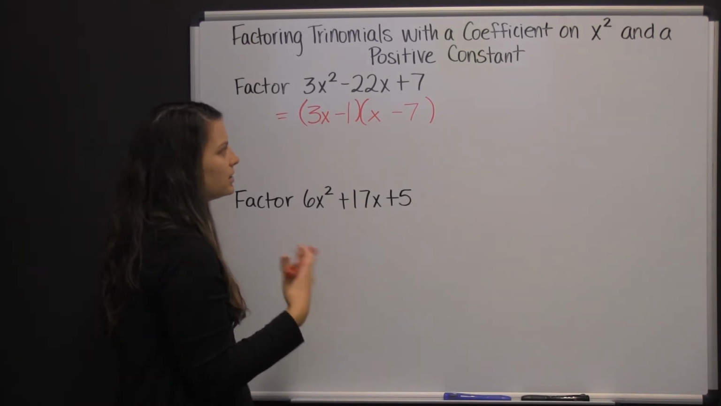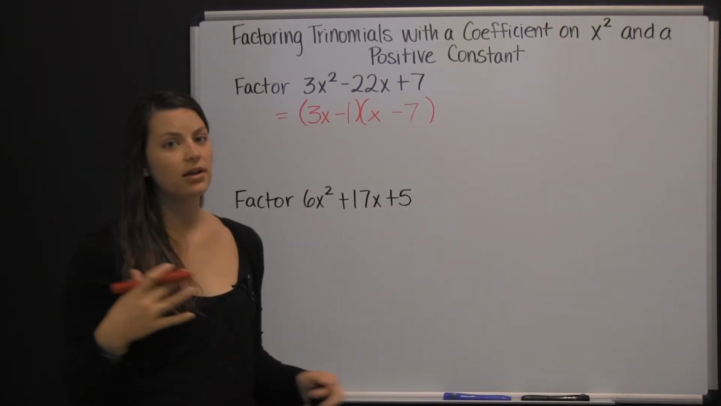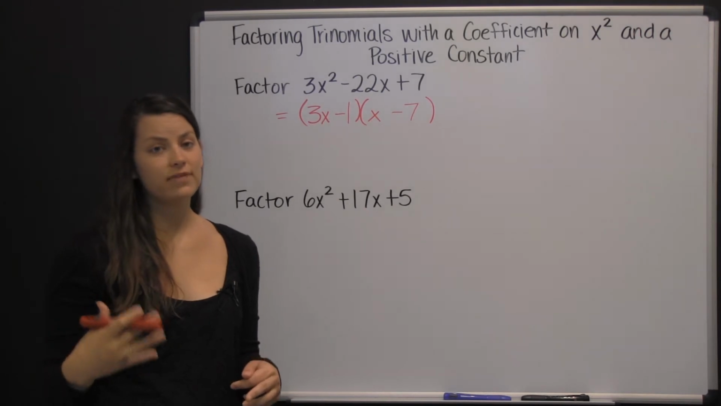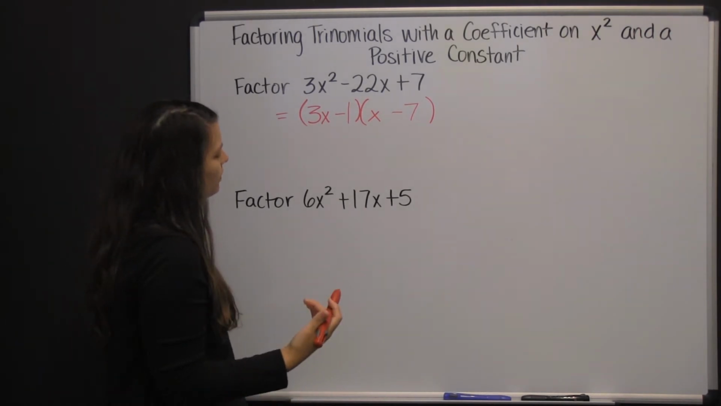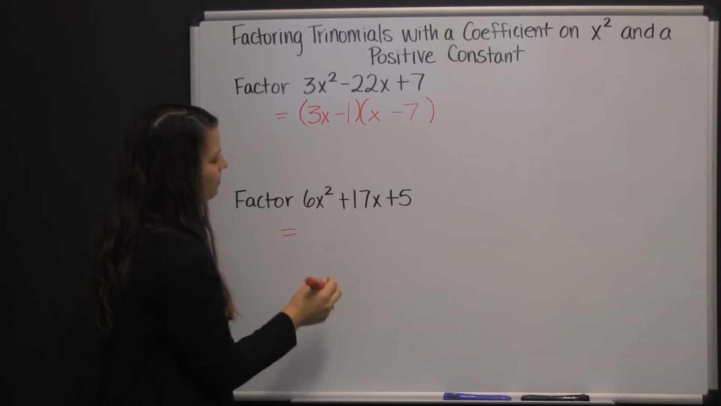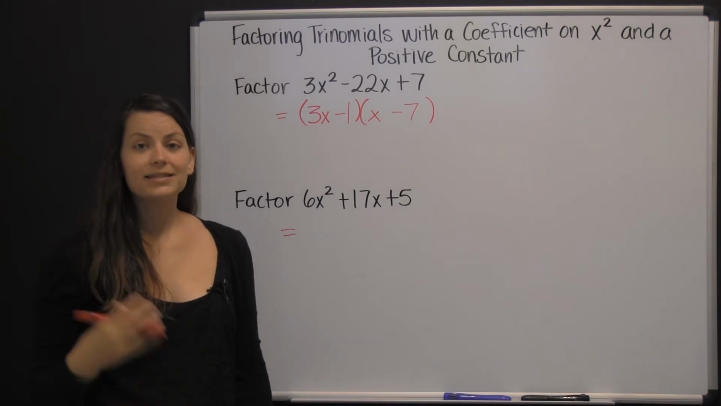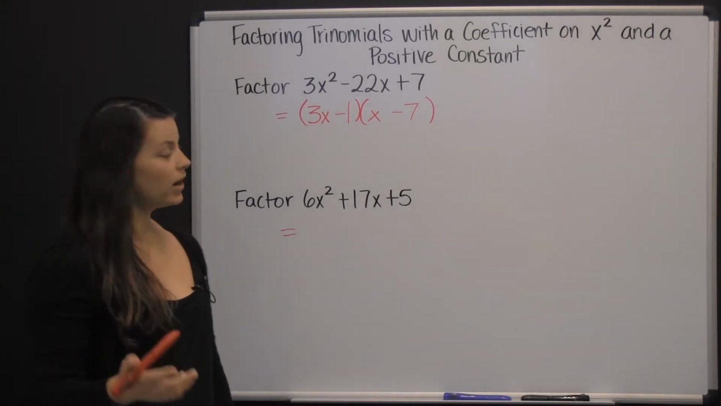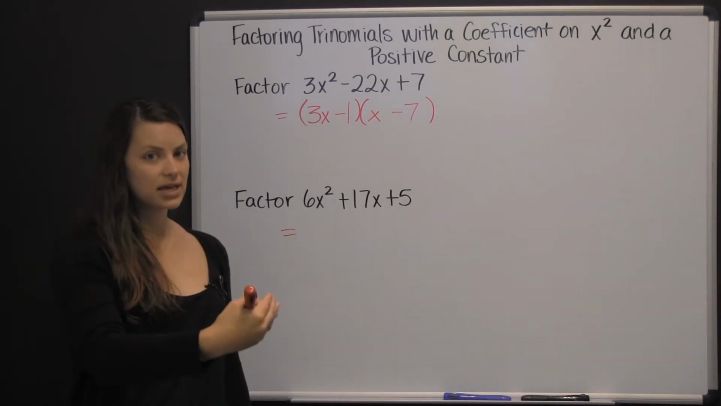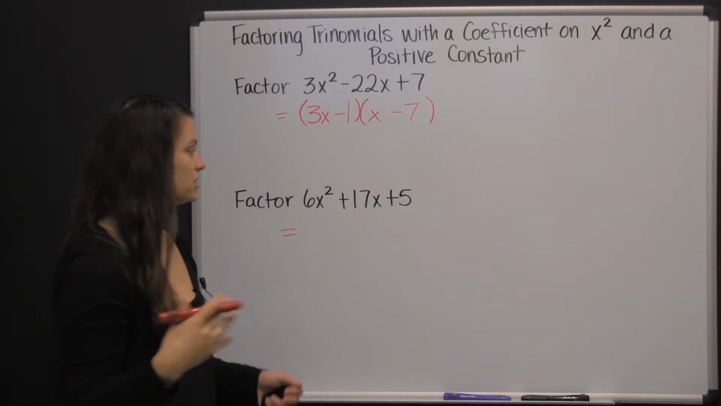So on that one, guessing and checking is fine. It doesn't take too long. You can kind of reason through it, use logic, and figure it out. But it won't always be that easy. For instance, here's one that's a little bit more difficult because our leading term is 6x squared. And 6x squared could be x times 6x or 2x times 3x. So we've got more factors to deal with here.